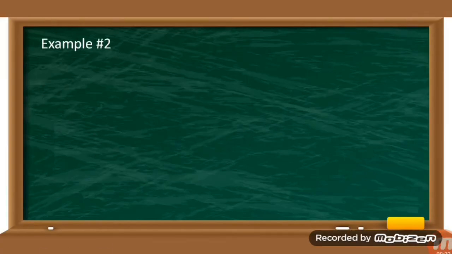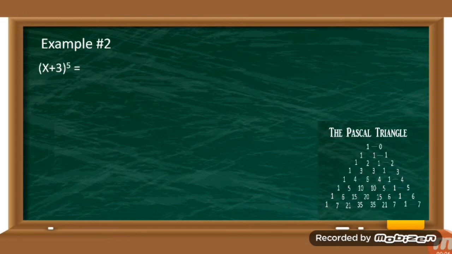Example number 2. Quantity x plus 3 raised to 5. So, titingin ulit tayo sa Pascal triangle para ma-determine natin kung ano-ano ang mga coefficients na kailangan natin kunin. So, since raised to 5 siya, ang kukunin natin are 1, 5, 10, 10, 5, 1. So, ang unang term magkakaroon ng 1, then so on.